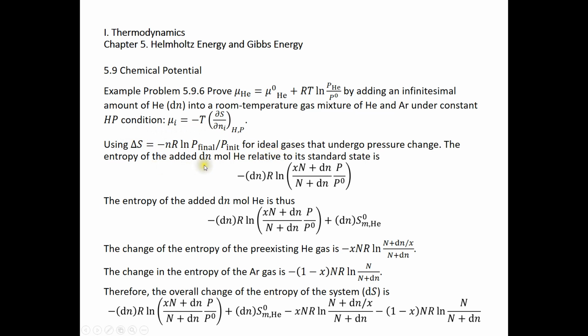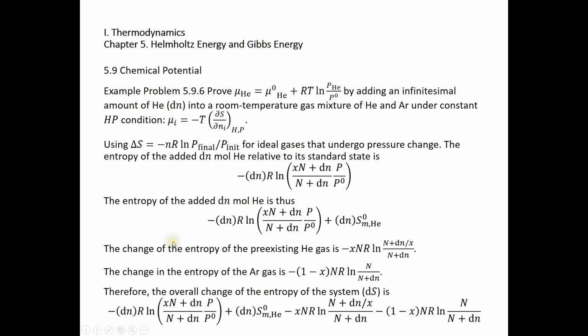The entropy of the added helium relative to its standard state is this. Dn is the number of moles of the added helium, and then over here this is simply the partial pressure of the added helium divided by P naught. The absolute value of the entropy of the added helium is thus this relative amount plus the entropy in the standard state. There are two terms.